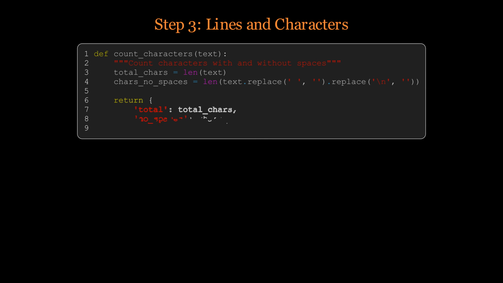Character counting returns both totals. Total characters includes everything. Characters without spaces removes spaces and new lines for the actual text length. We return a dictionary for organized data.